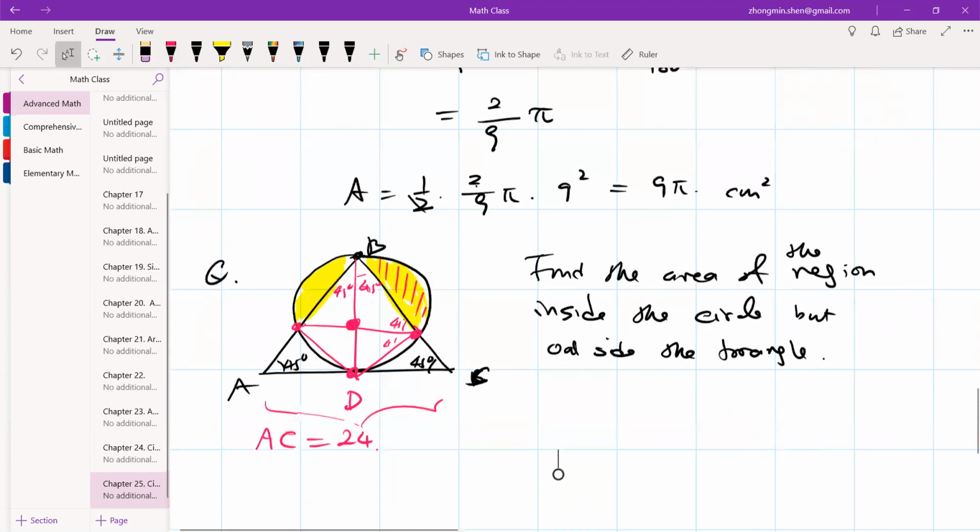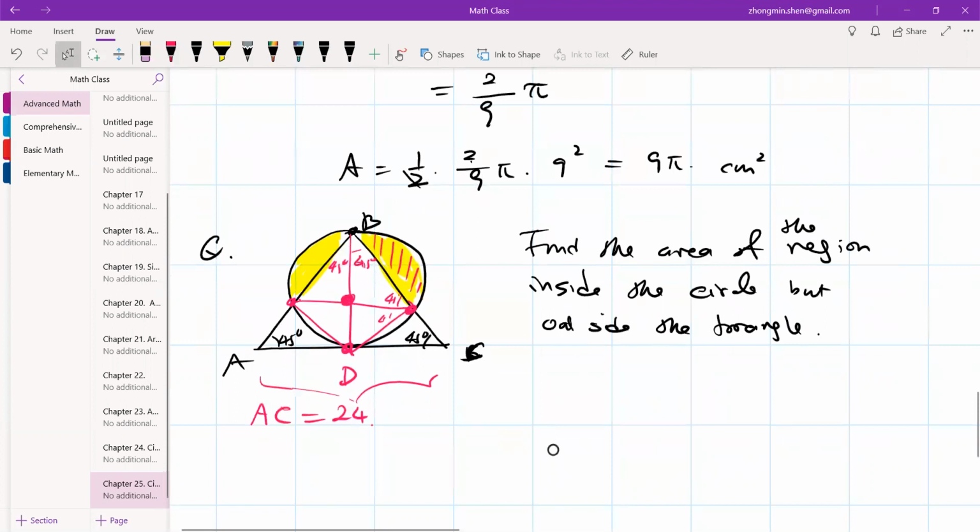Step one, figure out the radius. The radius. Okay. The radius is going to be the height of this isosceles triangle divided by 2. Okay, divided by 2.